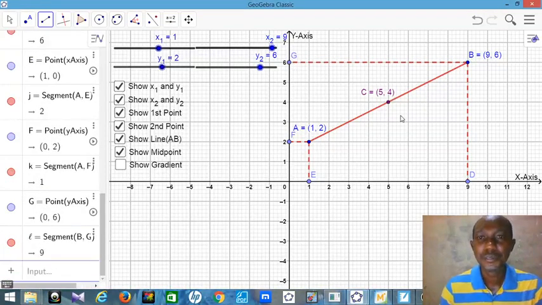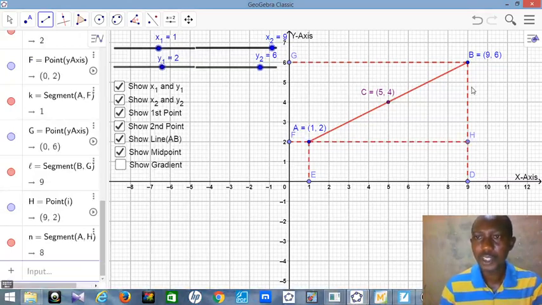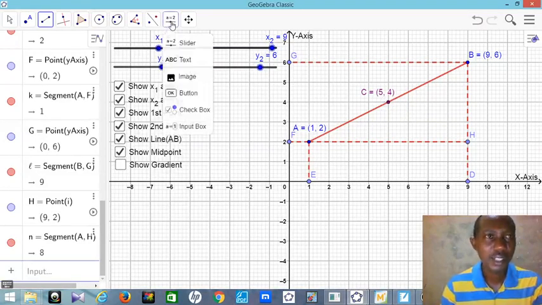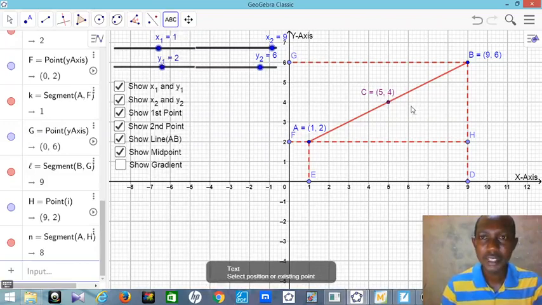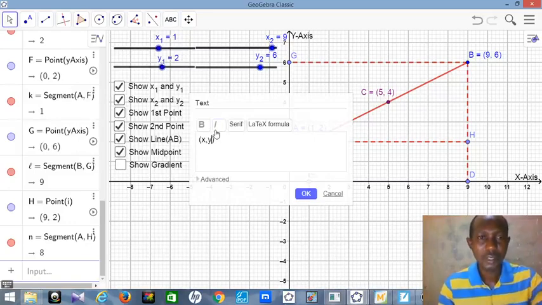Then if you trace this point down to this place, you are going to get a right angle triangle. This is ABH. So this is a right angle triangle, and this is our midpoint. So let's label this midpoint xy. Let's take it as x comma y.